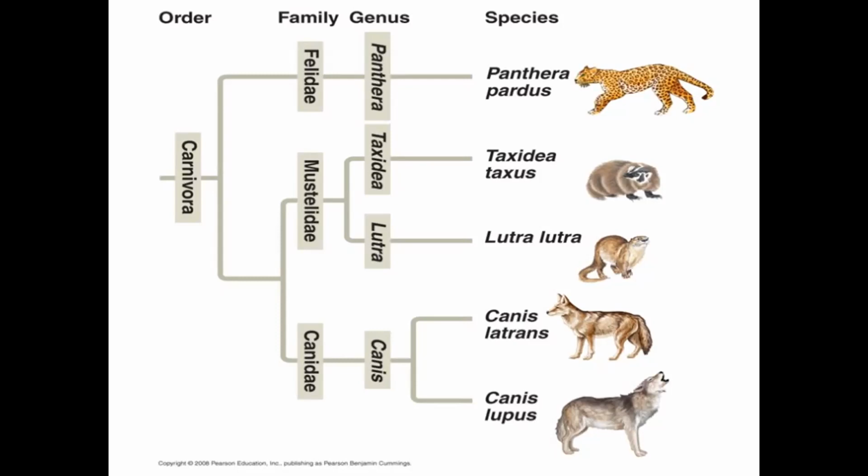And then we go down to the last part, the coyote and the wolf. Do they have the same family? Yeah, Canidae means dog or wolf. Then we have Canis, same genus. The only thing that's different between them is the species. Latrans for the coyote and lupus for the wolf. Which two animals on this phylogenetic tree are the most closely related, Avery?